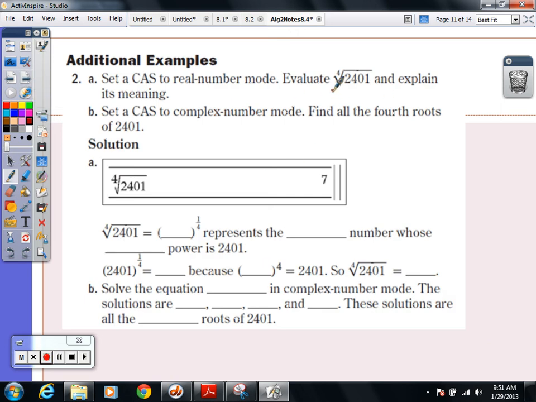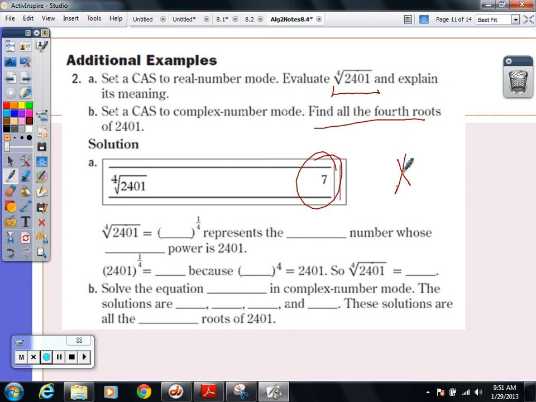If they ask you to evaluate the fourth root of 2401, what are they asking for? They are only asking for the positive value. And I would tell you that the answer is just what my calculator would give, 7. If they ask to find all the fourth roots of 2401, we're not going to use complex number mode.